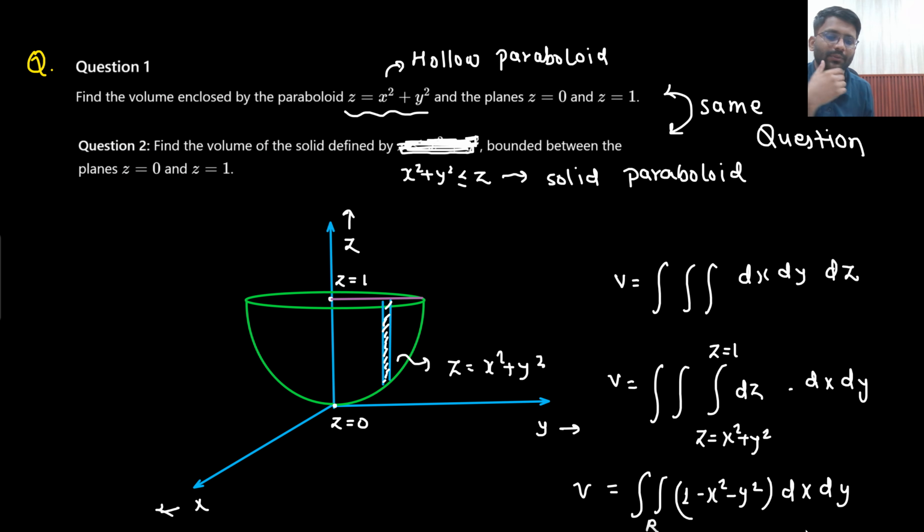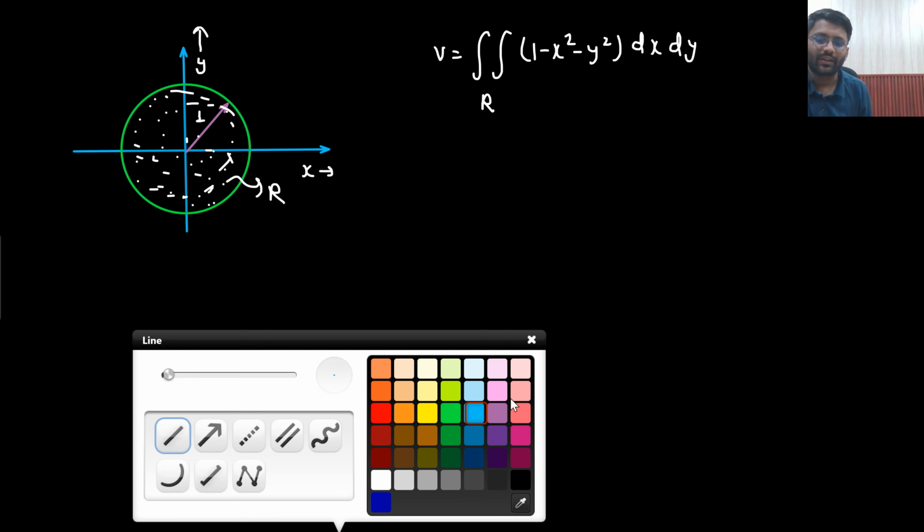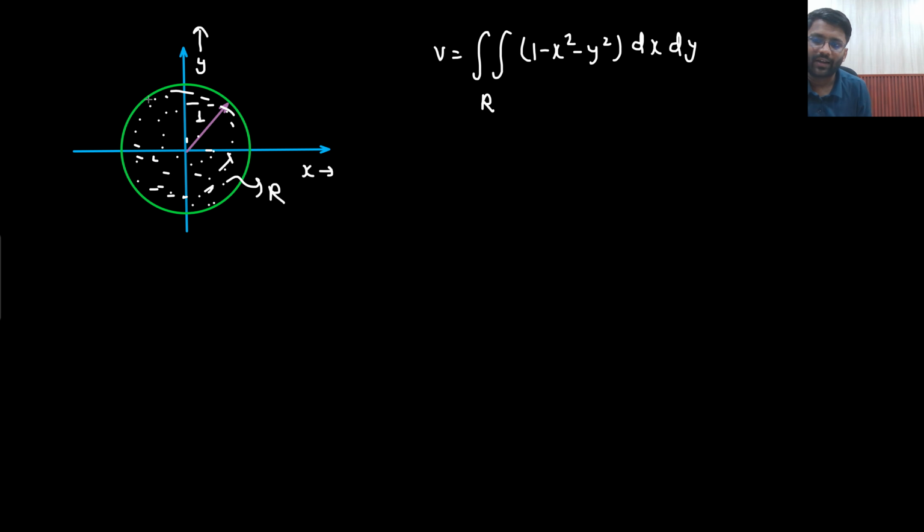Right? So what are we getting? Volume is nothing but the integral over region R of 1 minus x square minus y square dx dy. So this is the region R. Over this region R, we need to find this particular integration. How would we solve it? Using a strip again? No, that would be very hectic. Although you can solve it by taking a strip, if you dare, then try doing the calculation. The calculation will be very hectic.